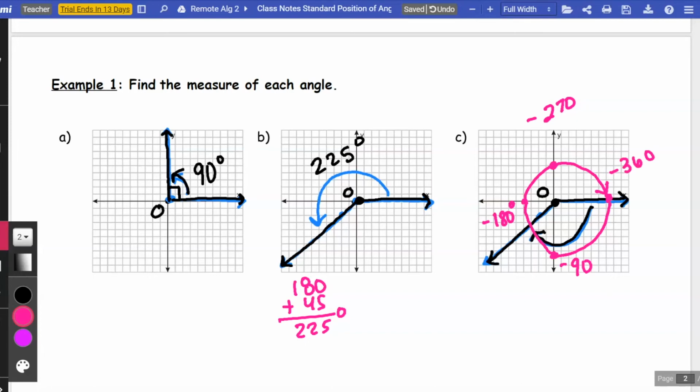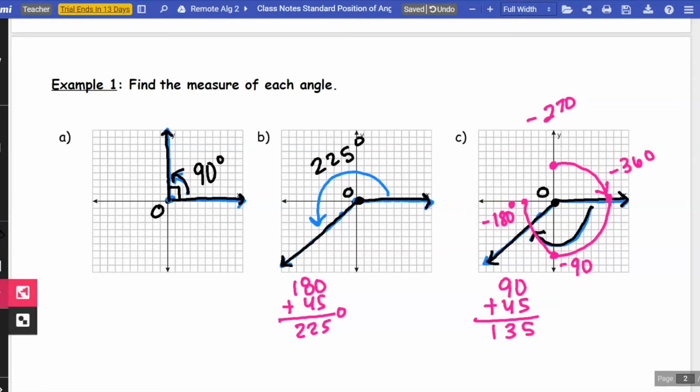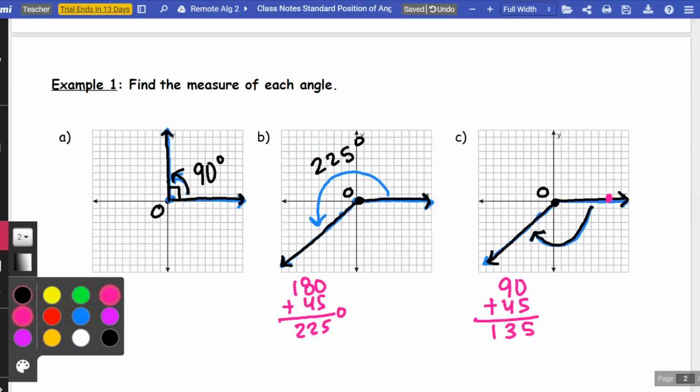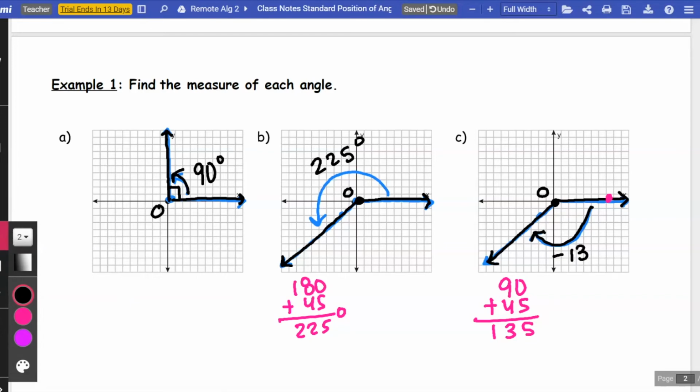So this time, it looks like our angle is halfway between negative 90 and negative 180 degrees. Well, I know negative 90 and negative 180 are still 90 degrees apart. Half of 90 would be 45. So what is 90 plus 45? 135. So what we have here is a negative 135-degree angle. I'm going to erase these extra pieces I added, and then I'm going to write my answer of negative 135 degrees.